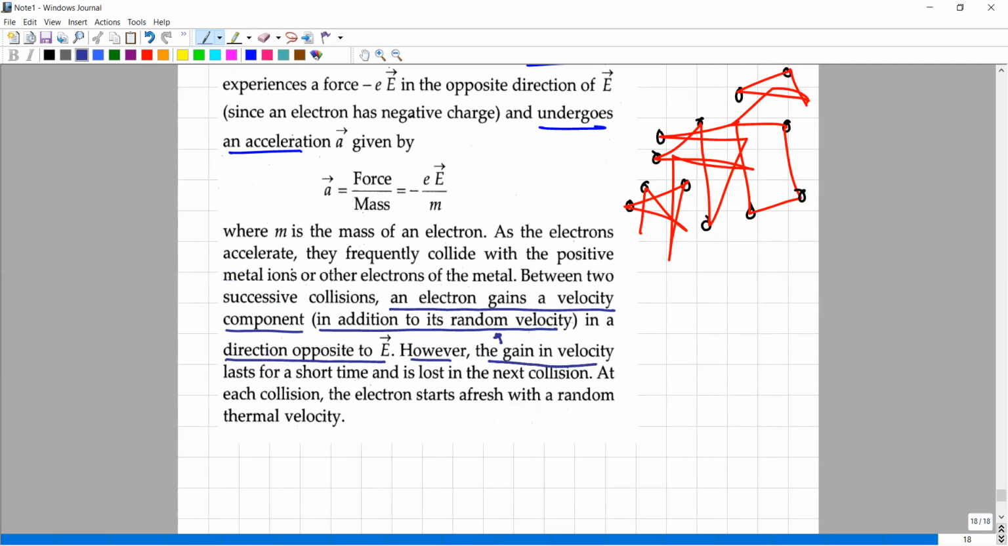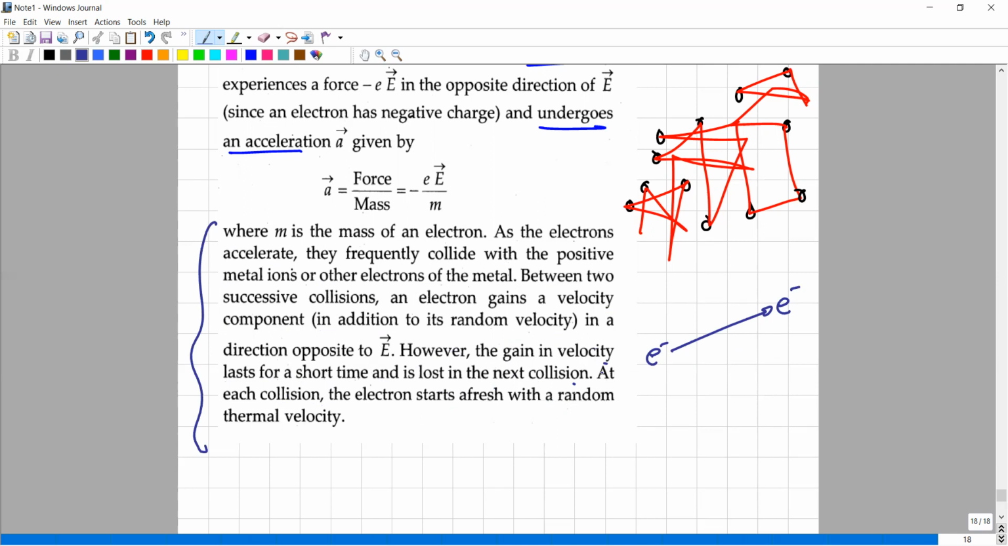However, the gain in the velocity lasts for a short time, because whatever velocity an electron gains, if it collides with another electron, it will lose it, and it is lost in the next collision. So at each collision, the electrons start afresh with a random thermal velocity. Pause the video, read this whole paragraph once again, and try to visualize what exactly is happening.